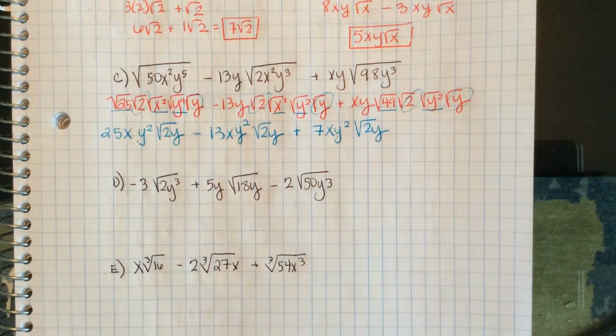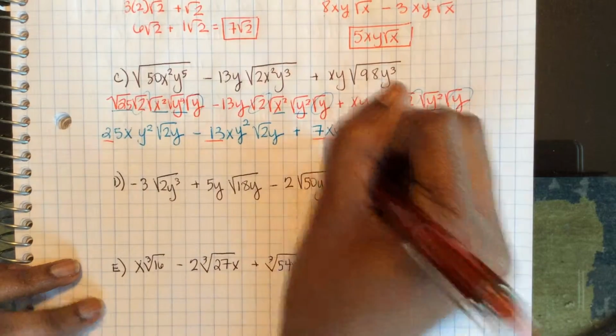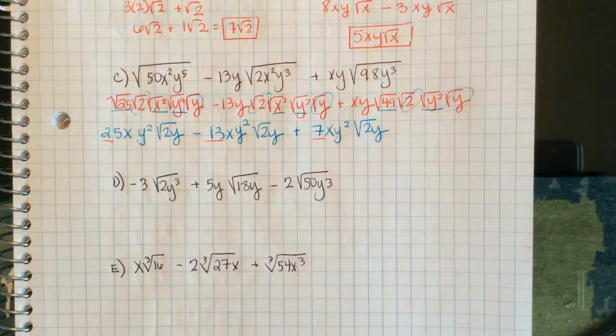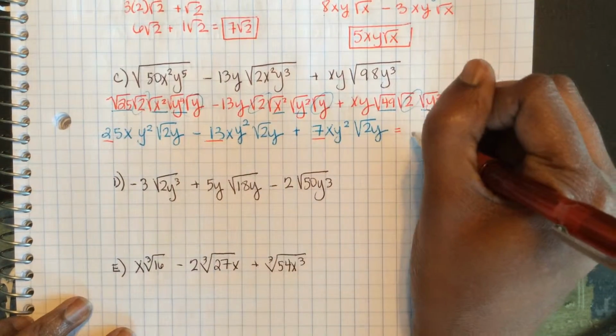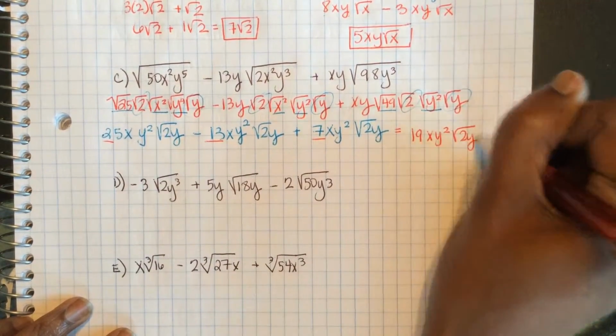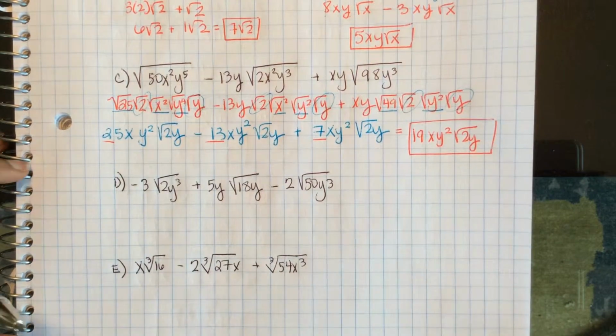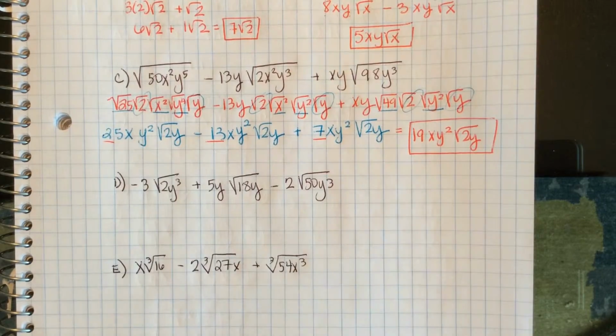So I have created 3 like terms. So now 25 minus 13 plus 7, let's see, 25 minus 13 plus 7 would be 19xy squared, square root of 2y. All right, let's go to the next video to do the last two.